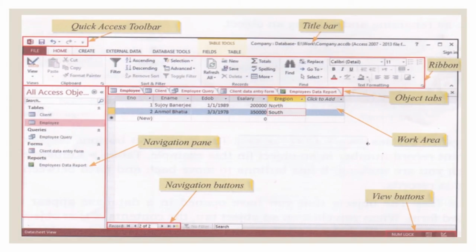Here you can see the components of MS Access window. This is the Quick Access toolbar and at the top you can see the title bar. This portion is known as ribbon. Here Object tab. This is the work area. Navigation pane, navigation button and view button.